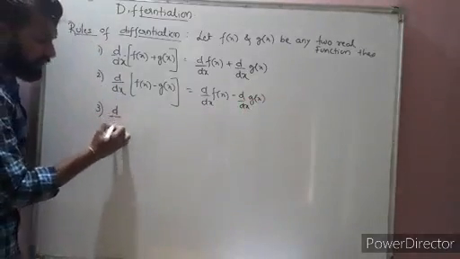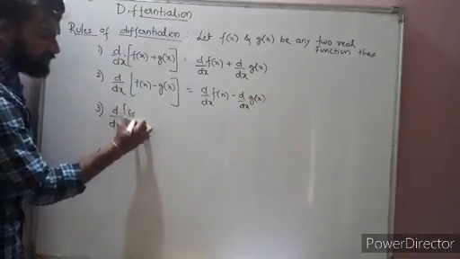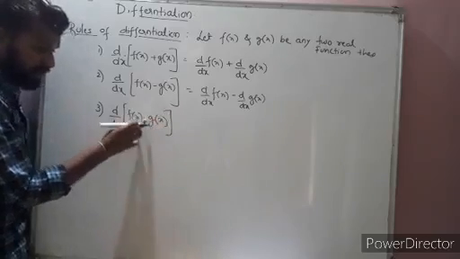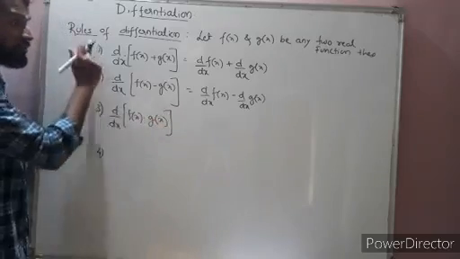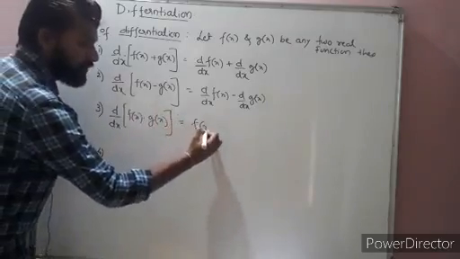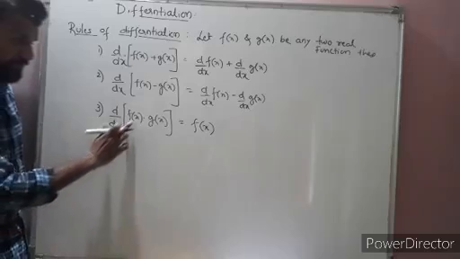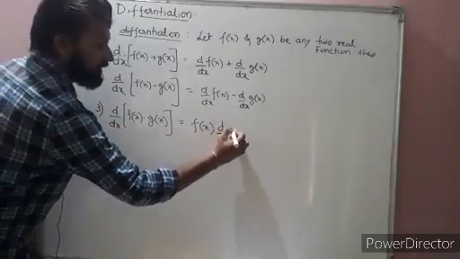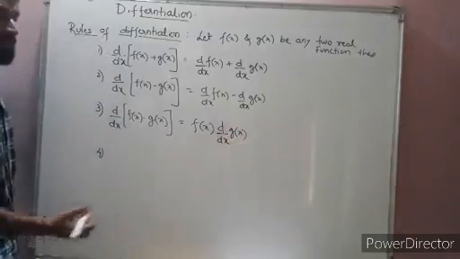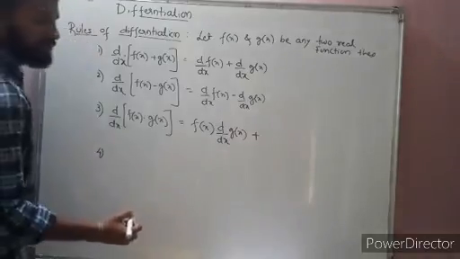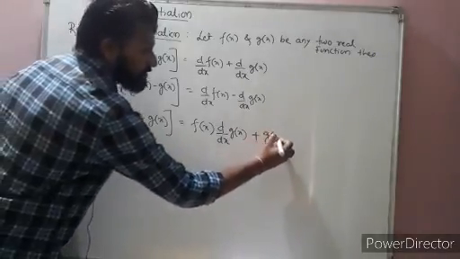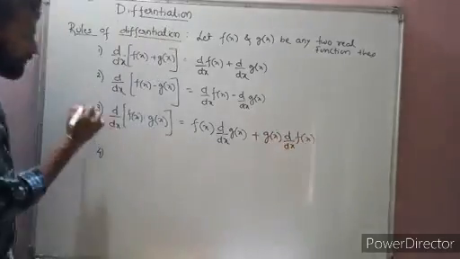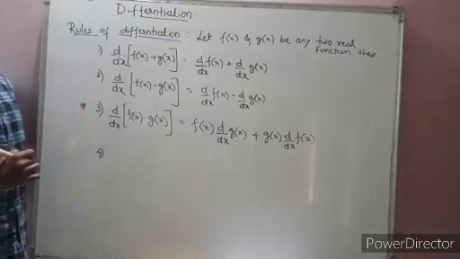Now d by dx of f of x into g of x. Whenever I have two functions with a multiplication sign, the rule says: first function you have to write as it is, then take the derivative of the second function, then write plus sign, second function as it is, and derivative of the first function. You have to be very careful while using this one.